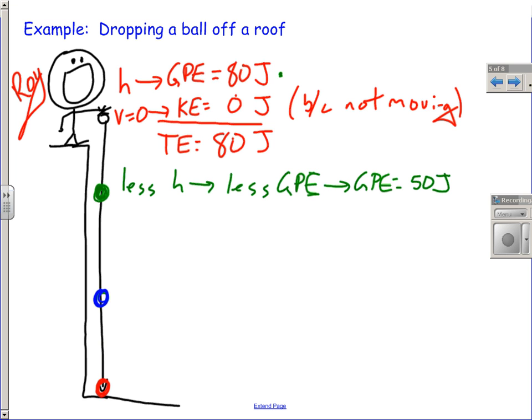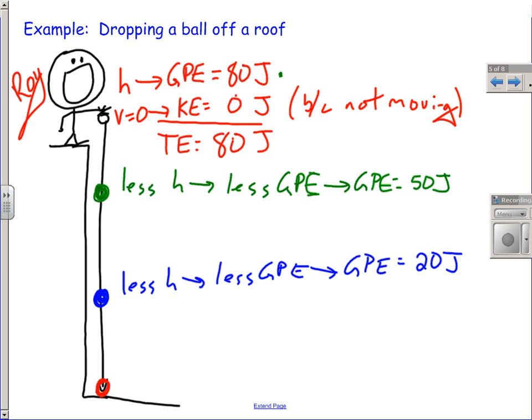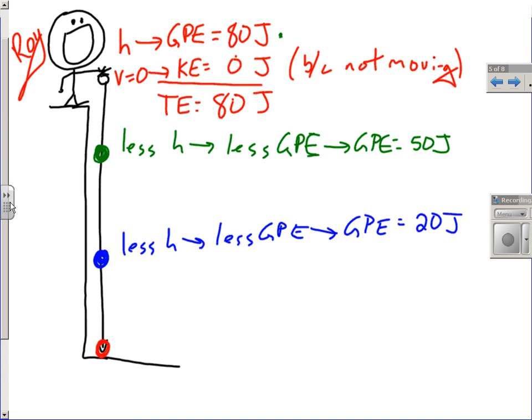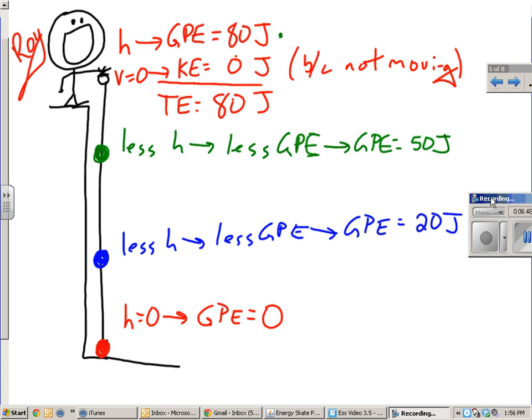Then when the ball gets down here, the blue dot, you're going to have even less height, which means even less GPE. So maybe now the GPE is, let's say, 20 joules. Again, I'm just making up numbers here. And then finally, when you get down to the bottom, the ball is, for all intents and purposes, on the ground. So now the height is 0, which means the GPE is going to be 0. Remember, any object that has no height also has no gravitational potential energy.